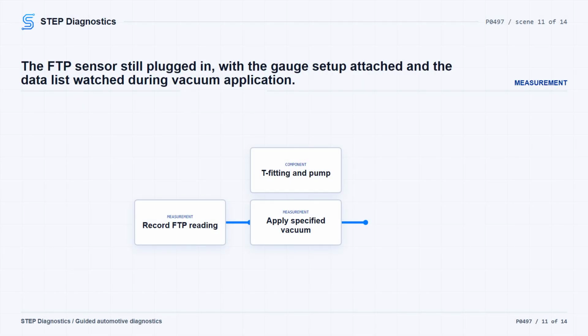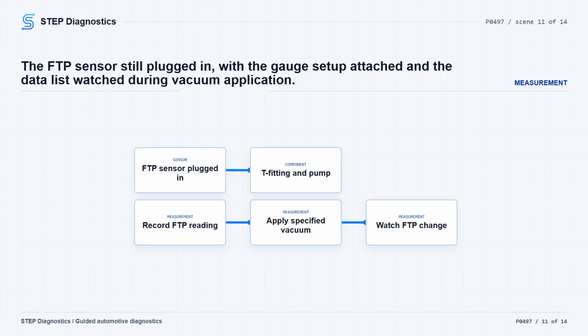For the FTP sensor performance check, turn the ignition OFF. Remove the FTP sensor while keeping its connector connected. Connect the T-fitting, vacuum pump/gauge, and vacuum pump to the FTP sensor. Turn the ignition on, then check and record the FTP sensor reading in the HDS data list.